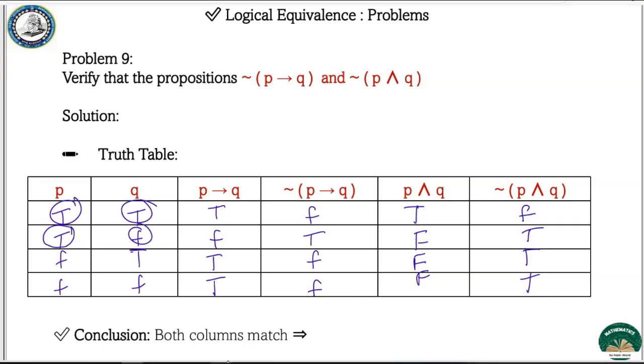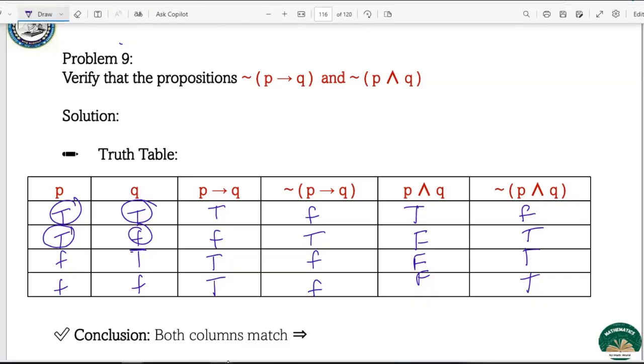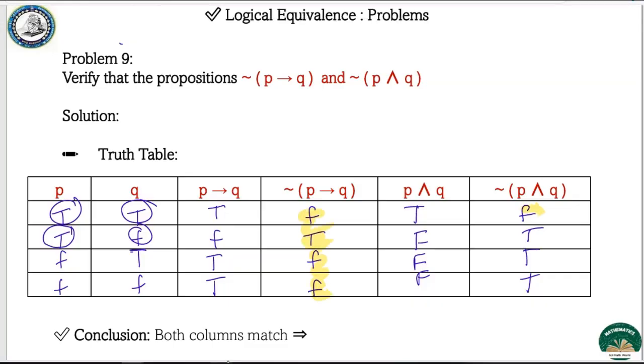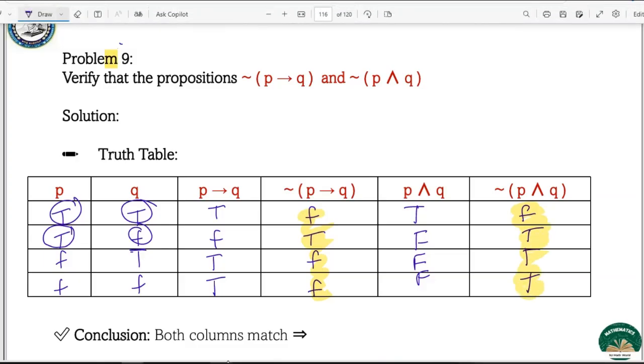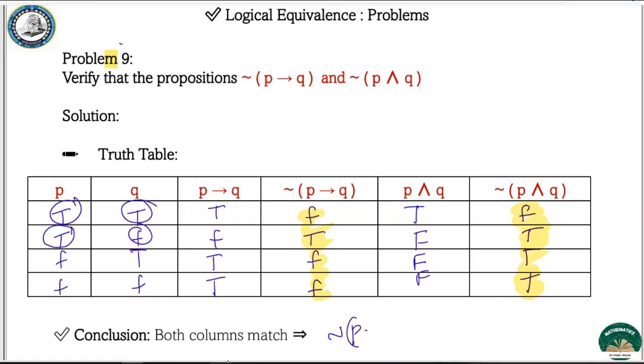Now we'll just check whether the answers are the same. Here it is F and the remaining is T. The reverse will be F T F F. Then here AND is T and T is T, remaining false. The negation of this is F and then T. So now let us check whether the answers in your LHS and RHS are the same. Yeah, it is not the same. So we can say that negation P implies Q is not logically equivalent to negation P and Q.